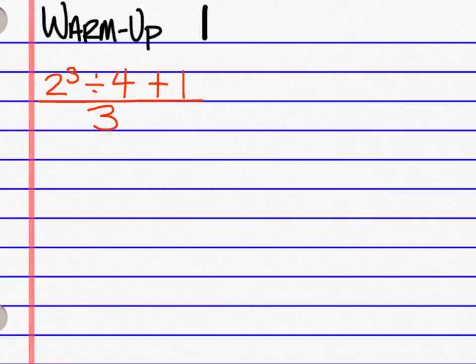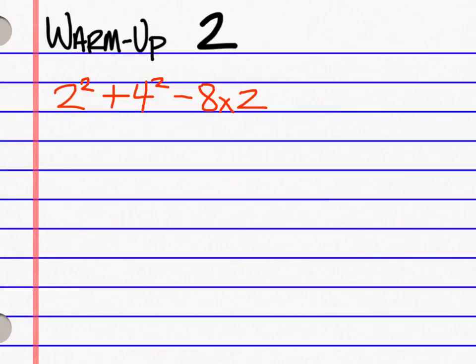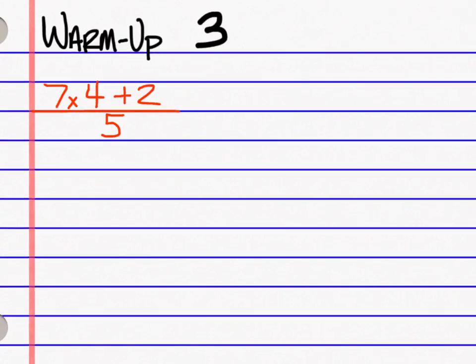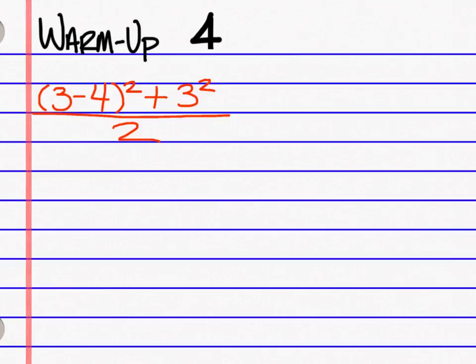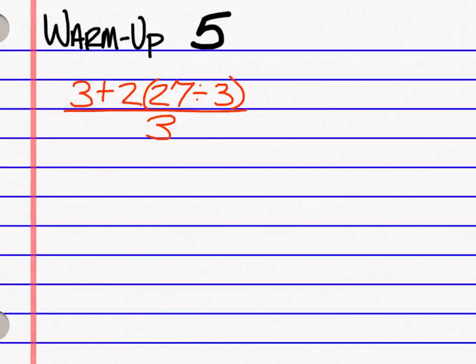Okay, we're on problem number 1. Answer for that one was 1. Number 2, answer for that one was 4. Number 3, answer was 6. Number 4, answer was 5. Number 5, answer for this one was 7.